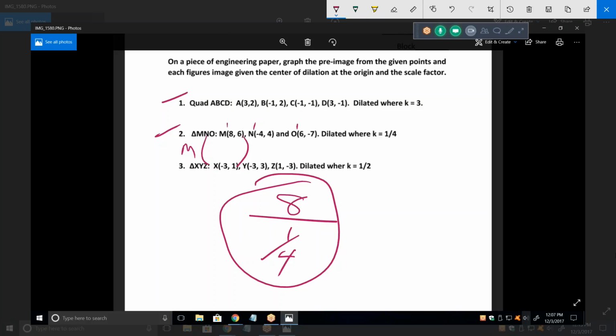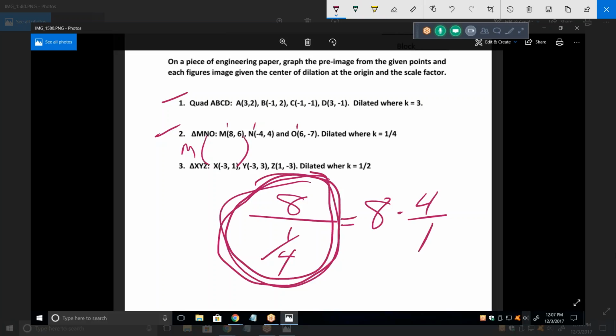Wait, so I flip 4 over a 1 and multiply. Instead of dividing, you change the problem. But if you do that and multiply, it's the same thing. Multiply by 8? Yeah. This is the same thing as this. Remember, division is the same exact thing as multiplication by the reciprocal of the denominator. 32. Okay, so that's 32. Let's keep going.